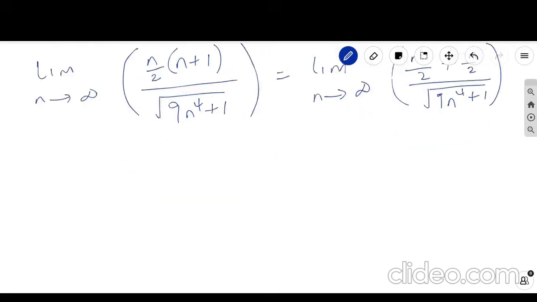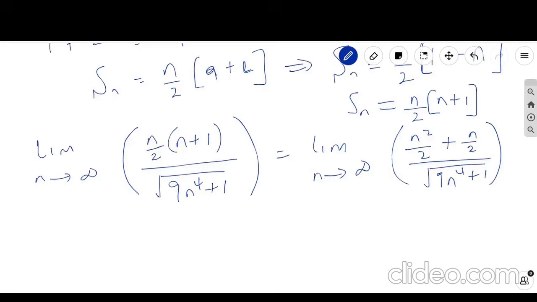The next thing to do is divide both the numerator and denominator by the highest power of n, since n tends to infinity. The highest power of n here is 2, because for the square root of 9n to the power 4, we take the square root, which gives n raised to power 2. So we divide up and down by n raised to power 2.